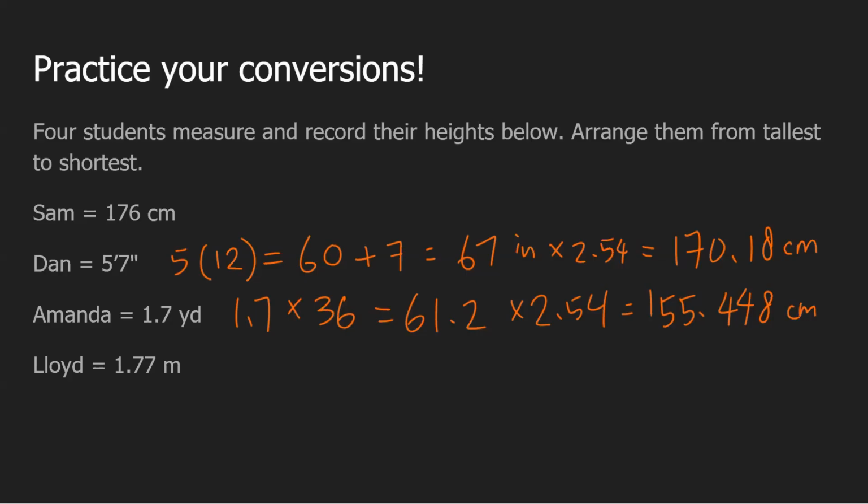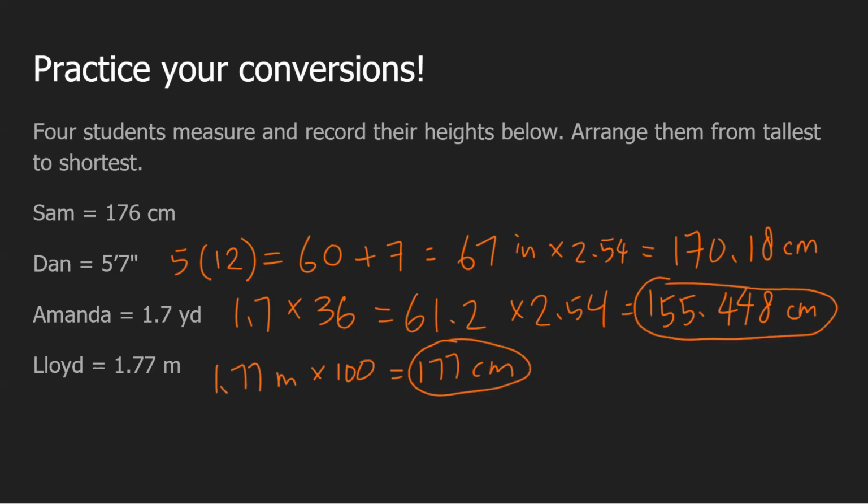Lastly, we have Lloyd, and his height is already written in SI units, but we just have to convert from meters to centimeters. And this is relatively easy. We just have to multiply by 100 to get 177 centimeters. So now that we have everyone's height in centimeters, it's really a matter of ordering numbers from biggest to smallest to figure out who's the tallest.